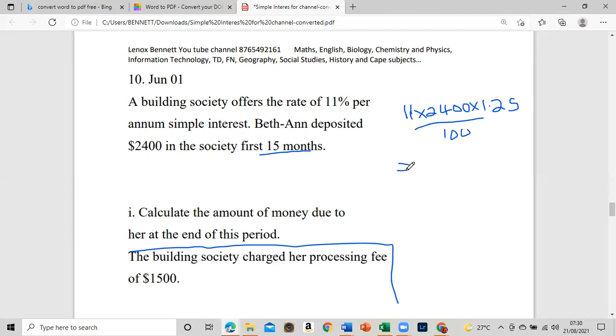So it's 11 times 24 times 1.25. That's 33,000. And we divide by 100 and we get 330.